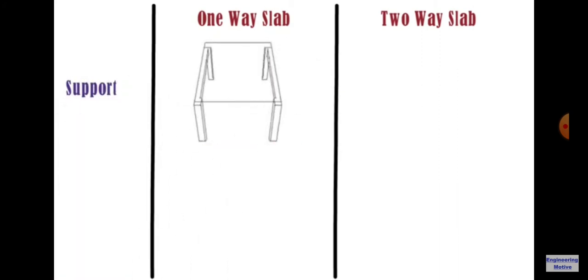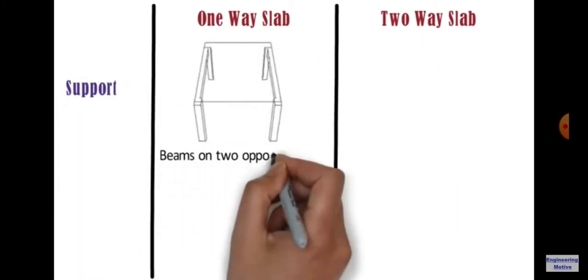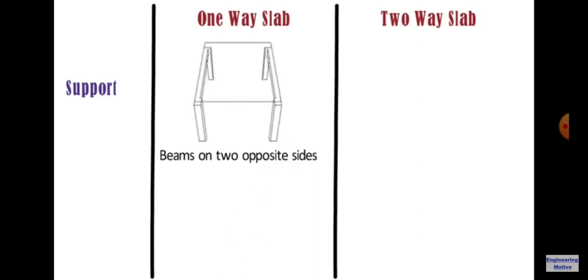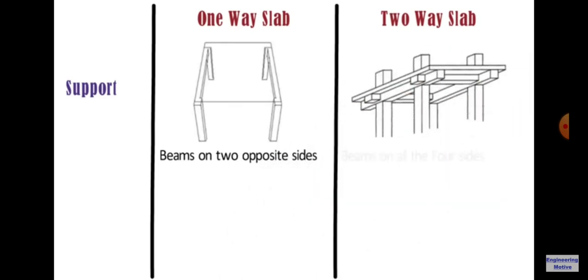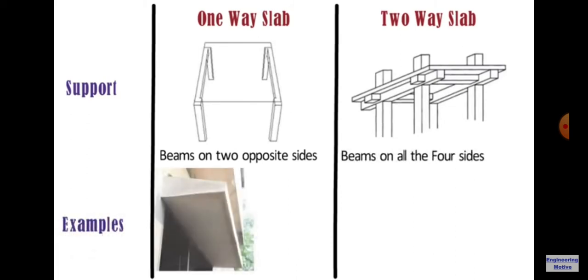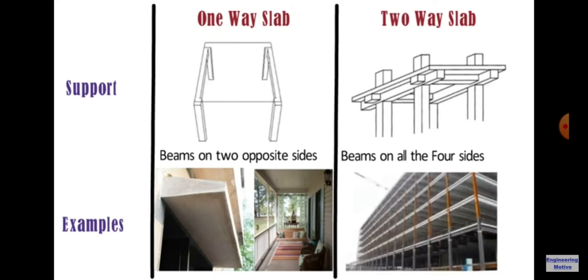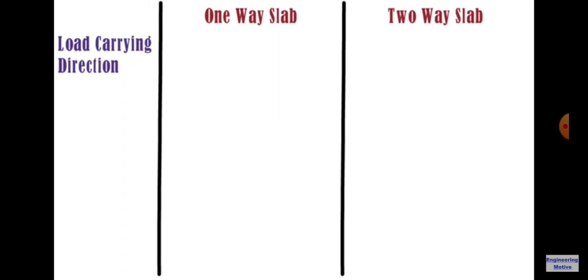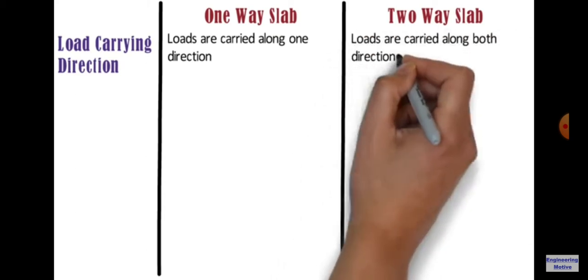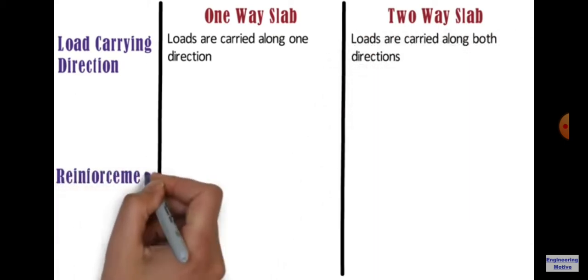Support. In one-way slab, it is supported by beams on two opposite sides, and in two-way slab, it is supported by 4 beams on all the 4 sides. Next, examples. A chajja and portico and this kind of things can be examples for one-way slab and two-way slab. Load carrying direction. Loads are carried along one direction. The loads are carried along both the directions in case of two-way slab.